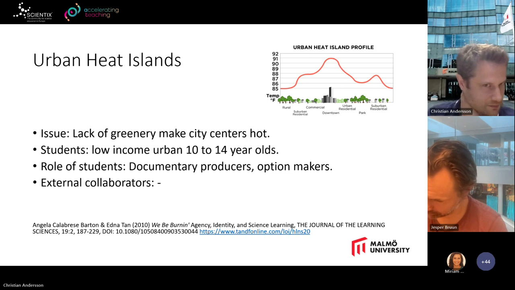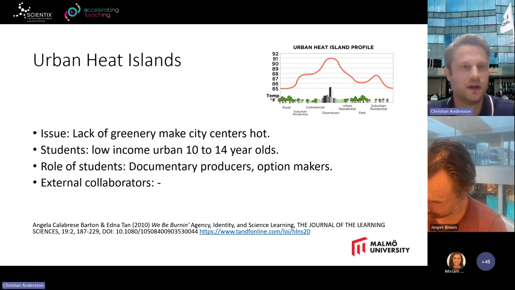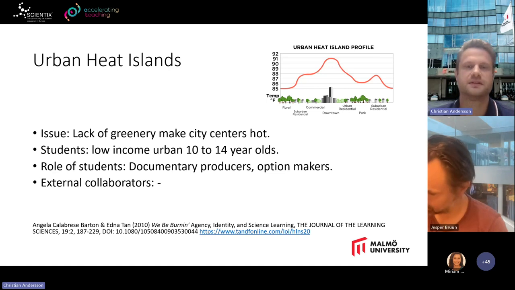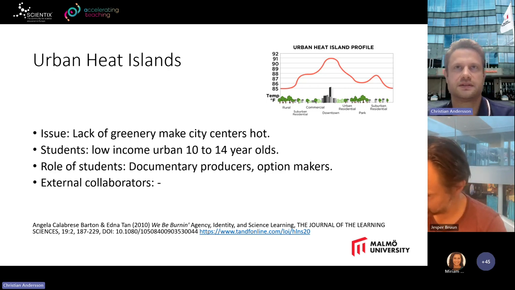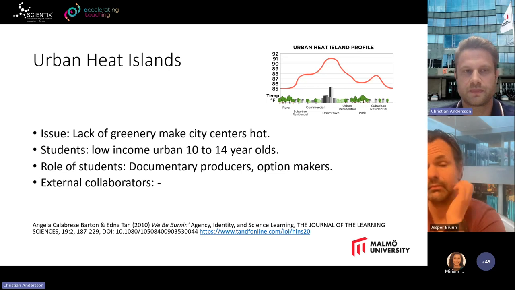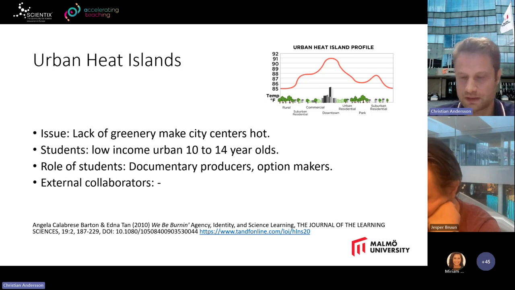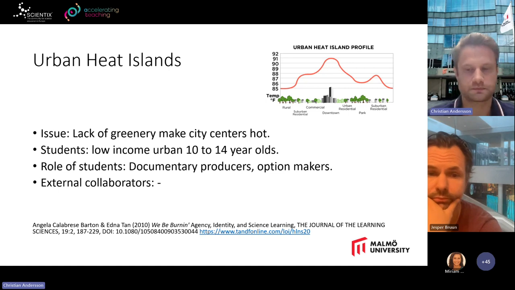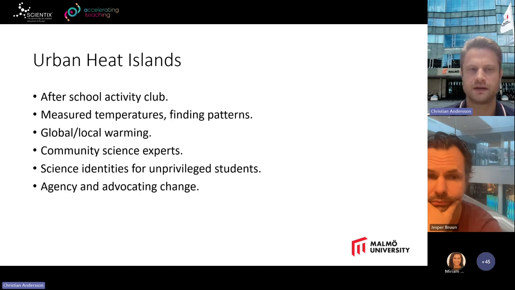The final example is from the United States. The urban heat island effect is something that happens in big cities where you have fewer trees and greenery in the city center. Then the city centers become a bit hotter than the rest, and this is a problem. This is also a problem in European cities. So here we had also younger kids, 10 to 14 year olds, living downtown. And this was part of an after school activity club that was sort of semi-mandatory to the students.